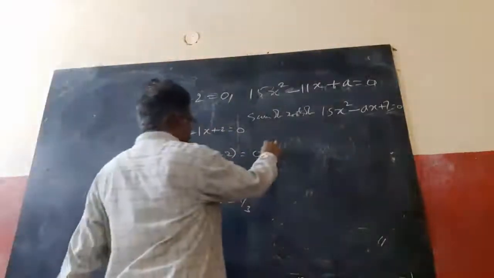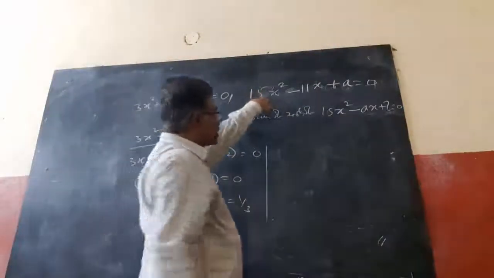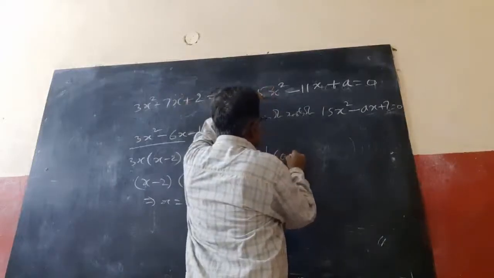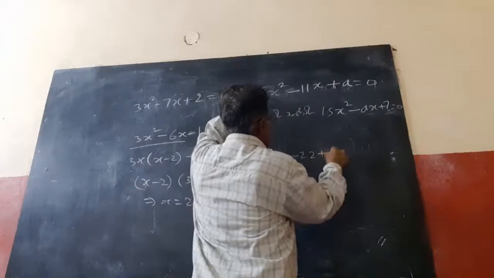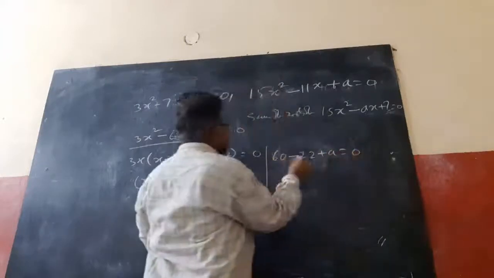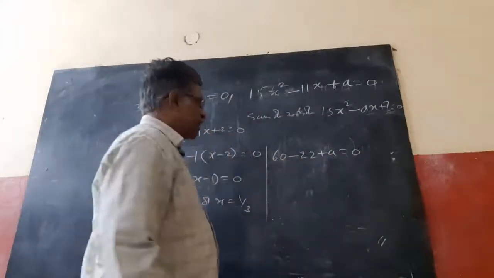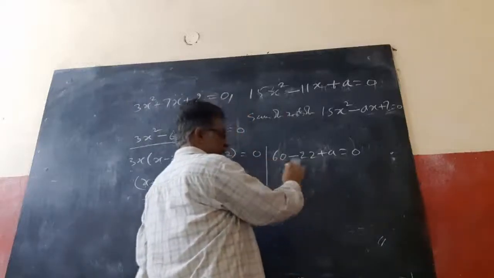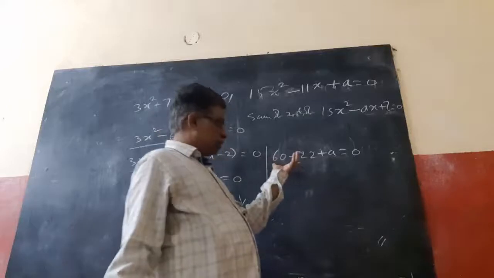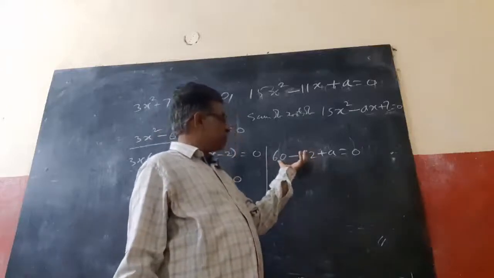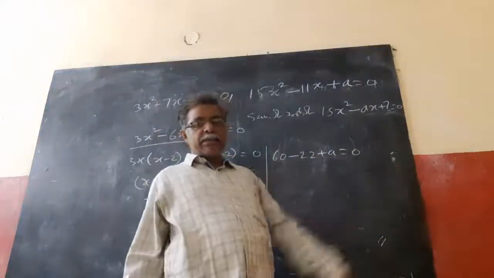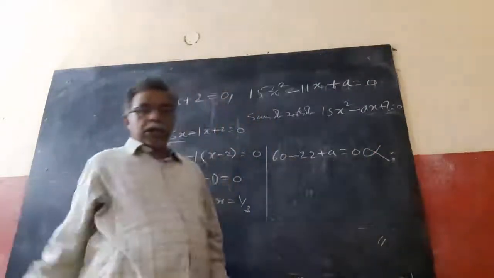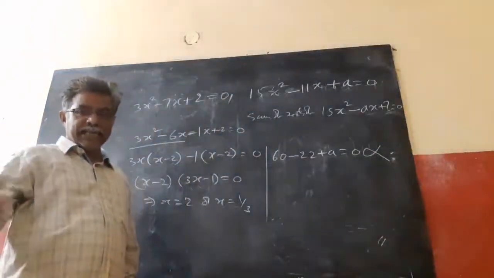So if x equals 2, what happens to a? 15 into 2 squared, 15 times 4 is 60, minus 11 times 2 is 22, plus a equals 0. 60 minus 22 is 38. 38 goes to the other side, minus 38. So a equals minus 38. You should not take this value because a is a positive value.